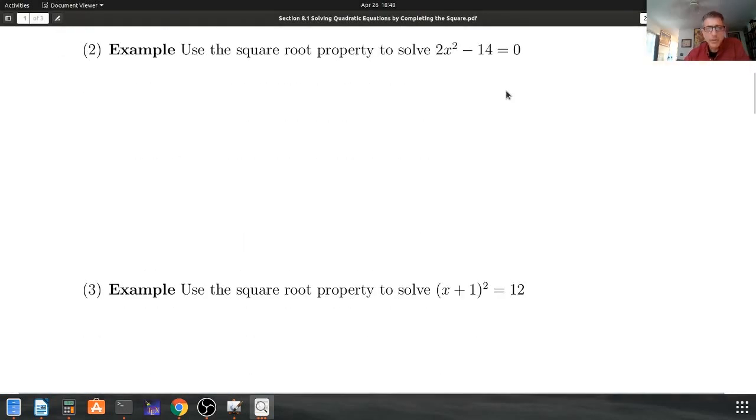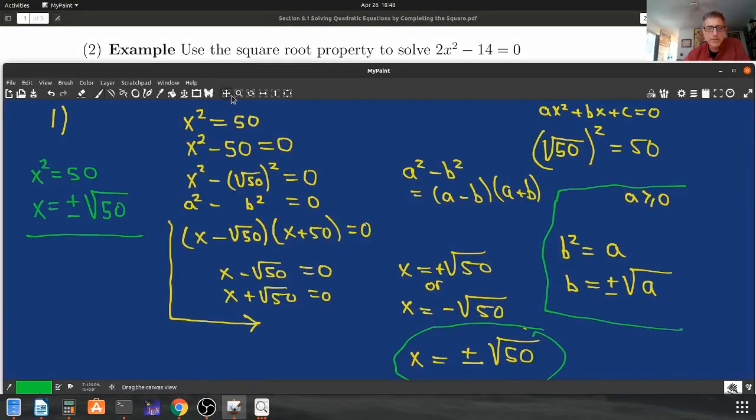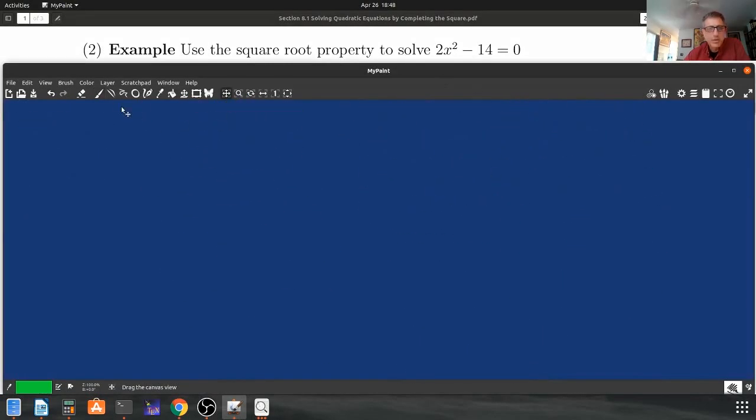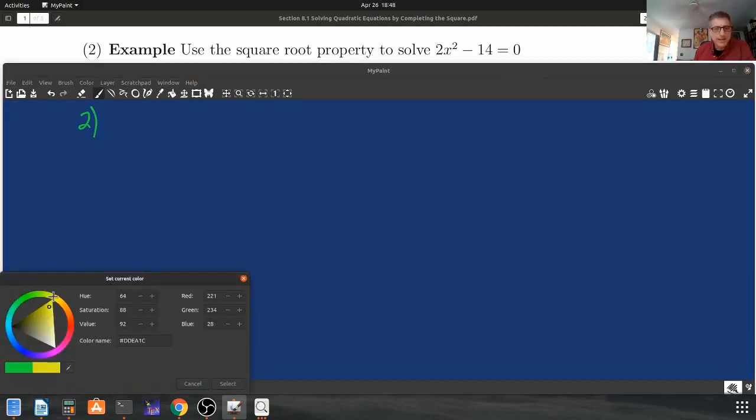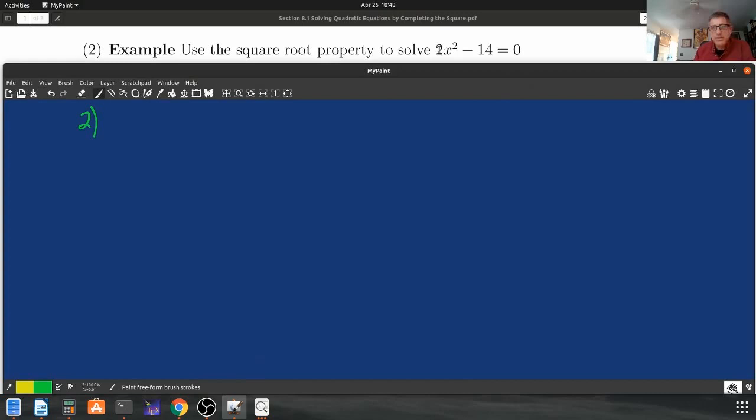So let's use the square root property to solve 2x squared minus 14. So in this case, we're actually going to do the opposite of our intuitions. There's two ways to do it. I'm going to do it both ways. So the most mathematical way, you might say, and I even hate saying that because they're all fine, is to notice that this has a common factor. 2x squared and minus 14 has a common factor of 2. So I pull out the 2.